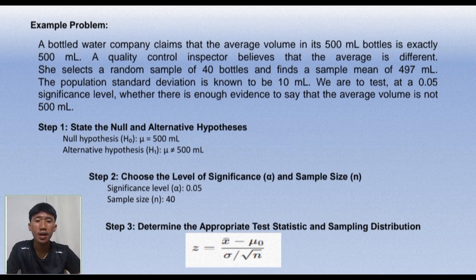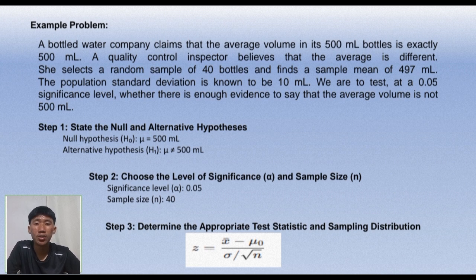Step 1. State the hypothesis. In our example, a water company claims that its 500 ml bottles contain exactly 500 ml of water. So the null hypothesis is mu equals 500 ml, and the alternative hypothesis is mu is not equal to 500 ml, meaning the average volume is different from 500 ml. Step 2. Choose the significance level and sample size. We set our significance level at 0.05 and our sample size is 40 bottles.